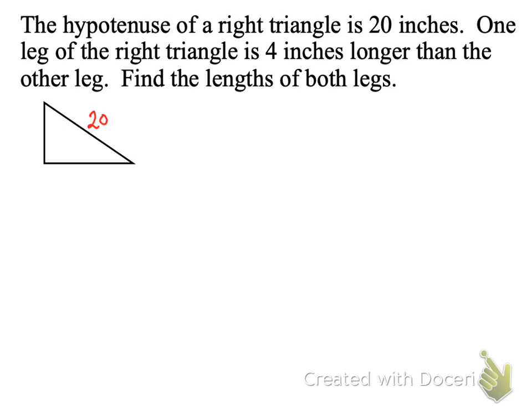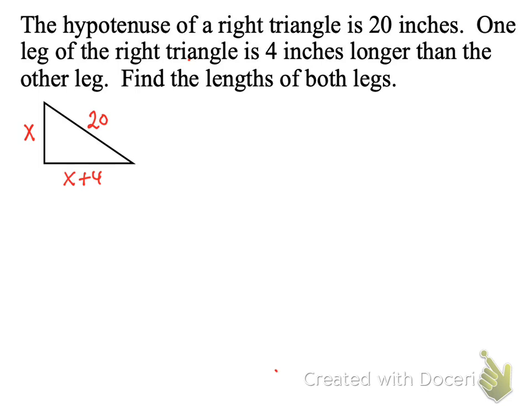What else can we label? One of the legs. One leg is x plus 4. Which one's going to be x plus 4, the longer one or the shorter one? And what do we call the original one? X. We'll call this x. They give us a translation for this: one leg is 4 longer than the other. In comparison, the other one, we'll call it x.